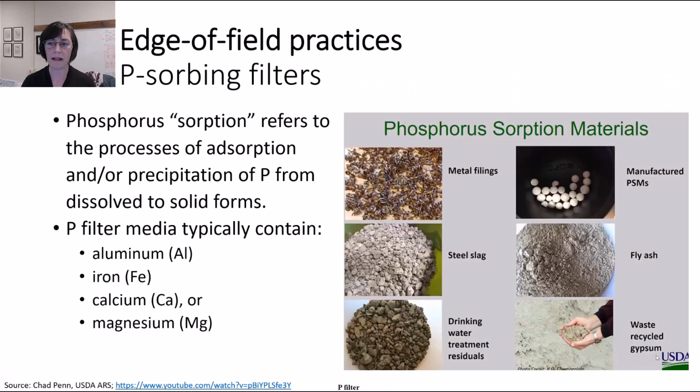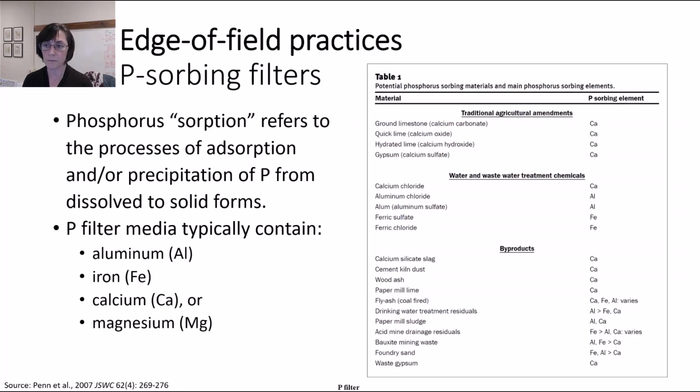Replacing the media is part of the process for this practice. Phosphorus-sorbing filters work by, like I said, chemical adsorption or chemical precipitation. P-filter media usually contains either one or a mixture of aluminum, iron, calcium, or magnesium. And you see examples of phosphorus-sorbing materials there in the picture. Starting with calcium and magnesium, because phosphorus mostly reacts with those two to form a precipitate like calcium phosphate or magnesium phosphate as opposed to adsorption, these two elements actually must be dissolved in solution inside the P filter to be effective for P removal.